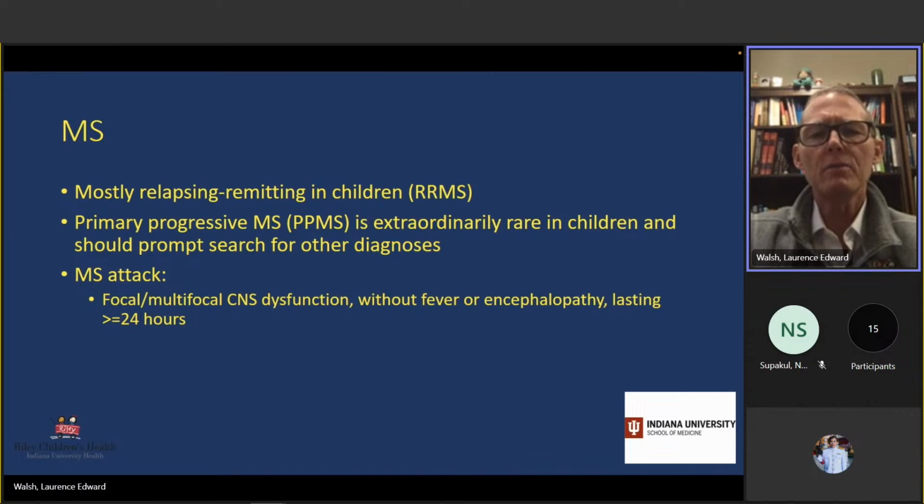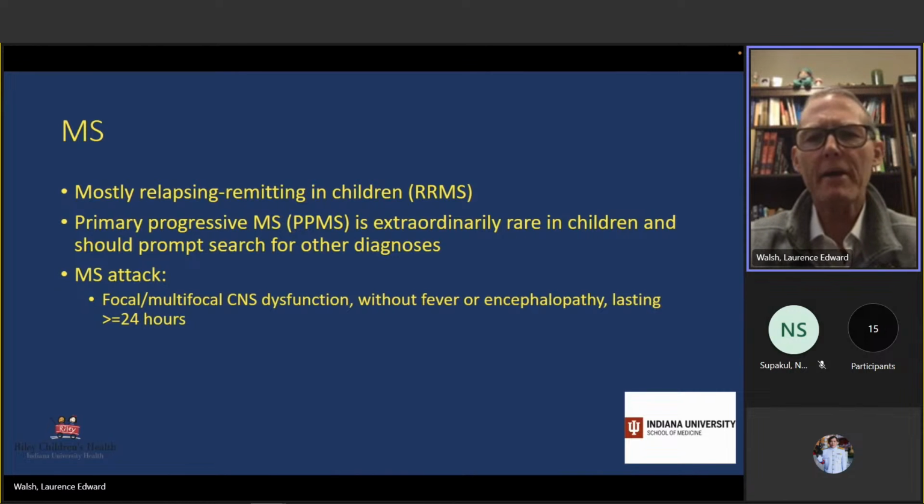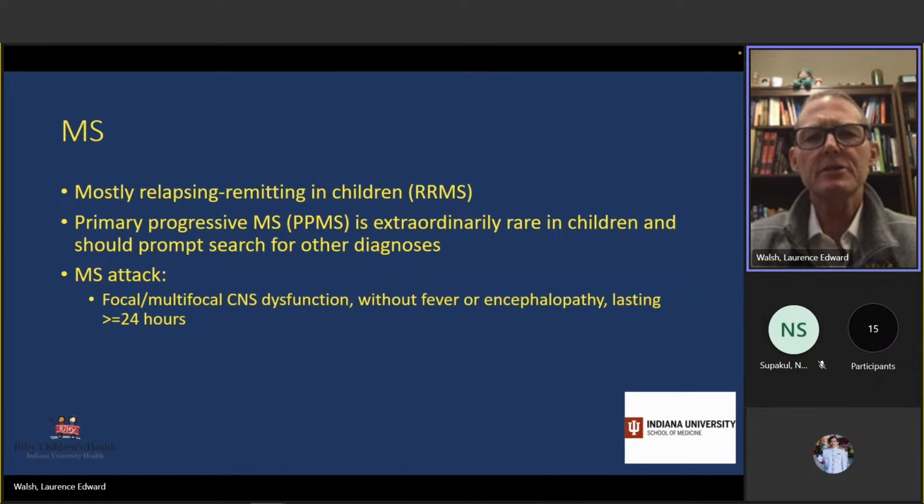Children are almost exclusively going to have relapsing remitting MS. And if you see a child with what you think is primary progressive multiple sclerosis, or you get this on a radiology requisition or an order that says possible primary progressive MS, I would start opening up my diagnostic windows really widely to look for other things, because the chances are it's not that. It happens, but it's rare.